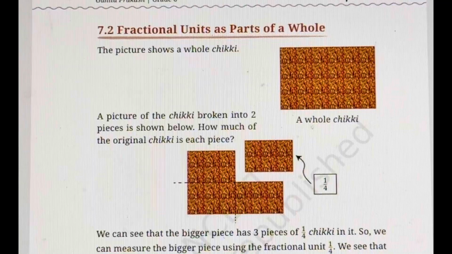So let us understand fractional units as a part of a whole. In the last video, we understood the fractional units or unit fractions. In this, we will try to relate it with a part of a whole.